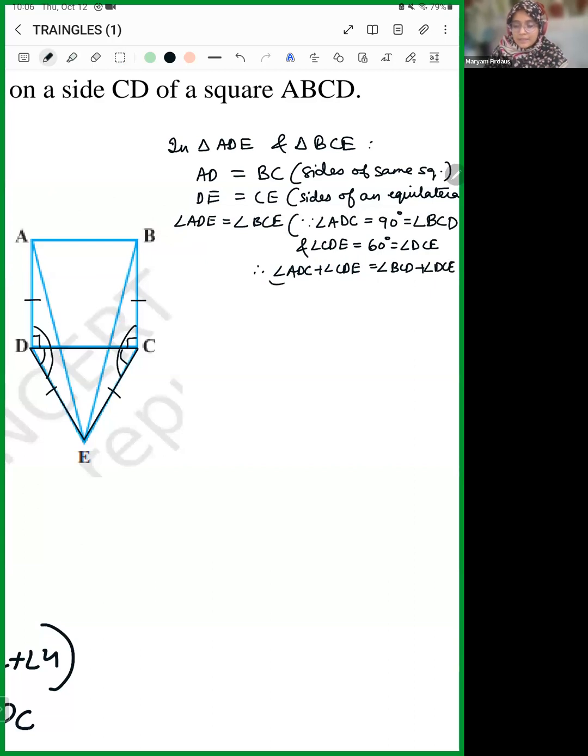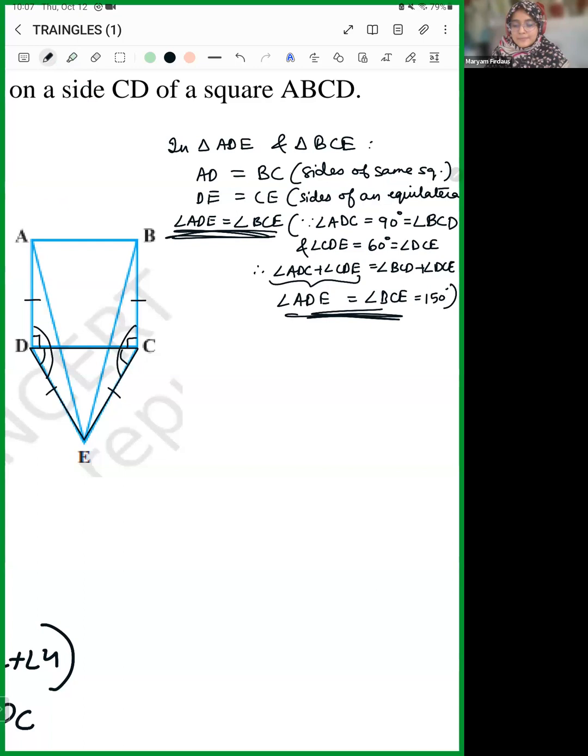So ADC plus CDE is how much? That will be 150, but the name of the angle is angle ADE, right? So angle ADE is equal to angle BCE is equal to 150 degrees. So that is why we have written that ADE is equal to BCE. Fine.